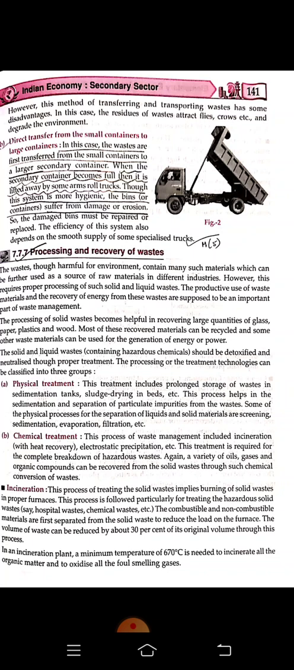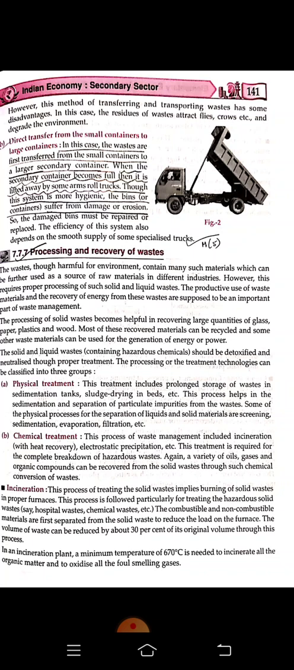The waste, though harmful for the environment, contains many materials which can be further used as a source of raw materials in different industries. However, this requires proper processing of such solid and liquid waste. The productive use of waste materials and the recovery of energy from this waste are an important part of waste management. Most of these recovered materials can be recycled, and some other waste materials can be used for the generation of energy or power.